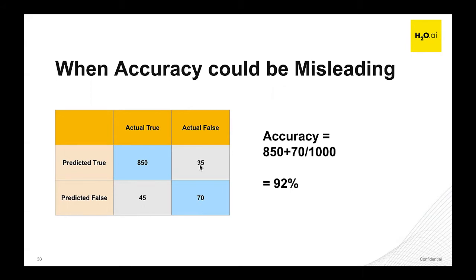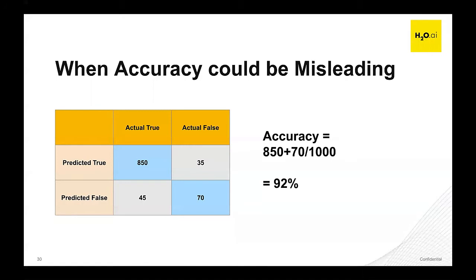For these 35, actually these people did not default, but my model predicted that they will default. Now this is something wrong. This was a wrong prediction by my model. And for this 45, actually they defaulted, and my model predicted that they will not default. Now, these two values, 35 and 45, are called type 1 error and type 2 error. And these are the errors that we need to minimize in our model.